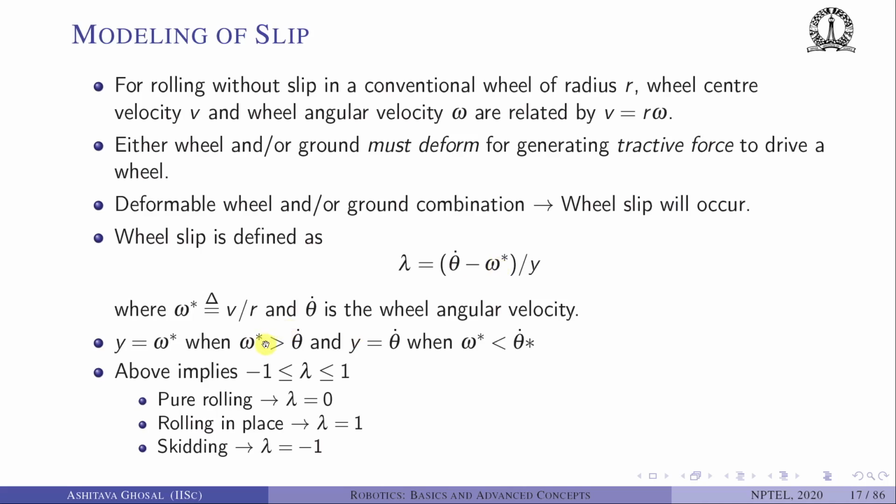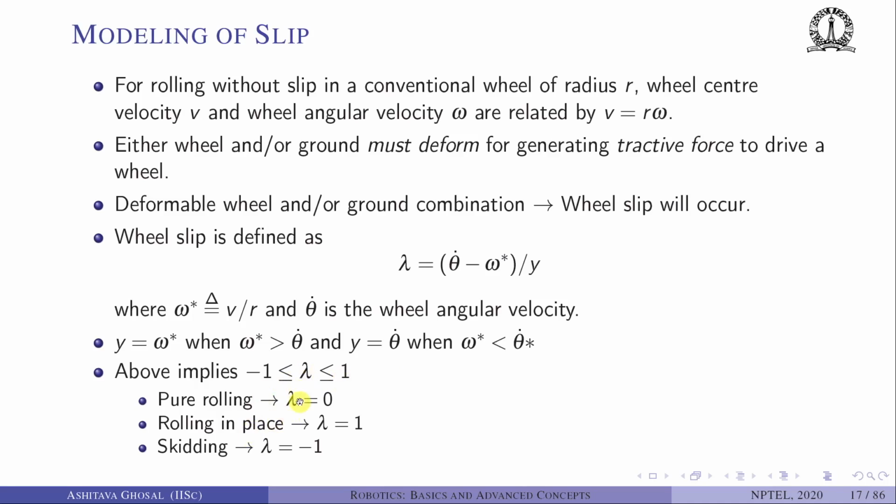So when omega star is greater than theta dot, y is equal to omega star. Is that true? Yes. And y is equal to theta dot when omega star is less than theta dot. So the above implies that this lambda lies between -1 and +1. As I said, it's a number.